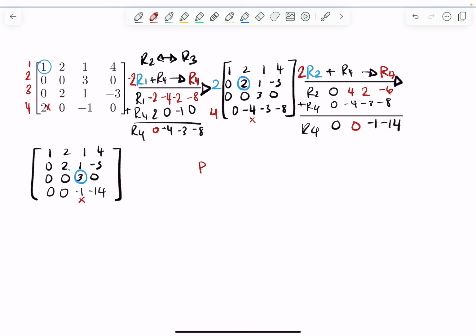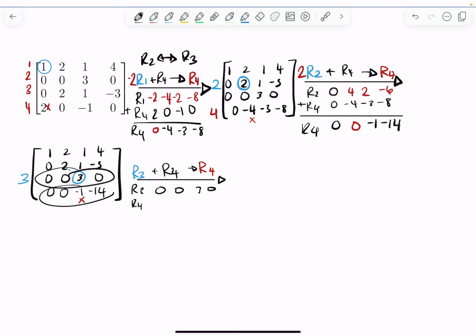So I want to kill something in row 4. I want to use my position that is in row 3 to do so. Then I'm going to add whatever's here. That is row 4. And then to find out what I need to change in order to kill this, I'm just going to rewrite the rows here. So row 3, row 4. Row 3 is 0, 0, 3, 0. Row 4 is 0, 0, negative 1, negative 14.